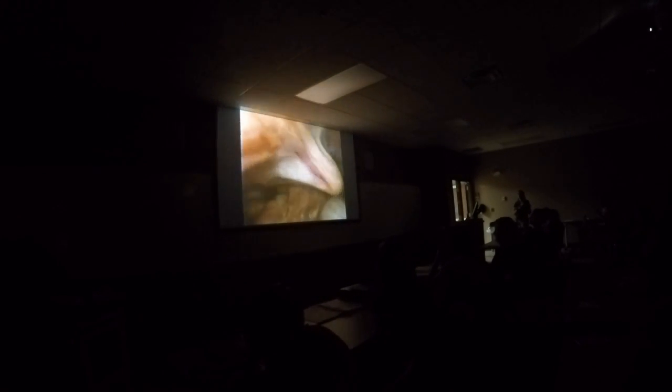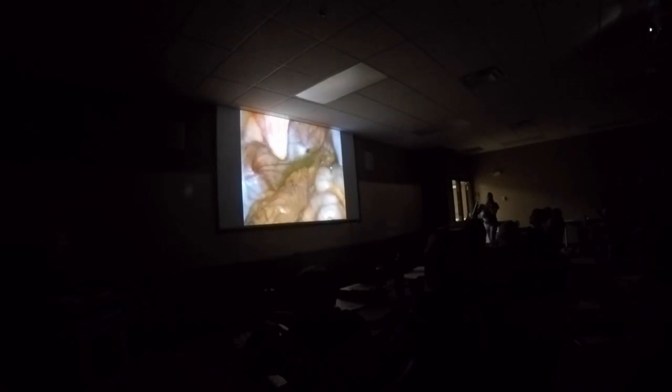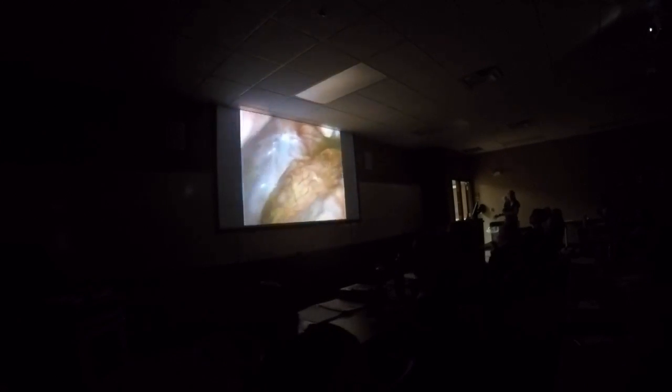Okay, so now we're making progress again. So pushing down through the abdominal wall and start to see it come through. This is what they did to you. I know. This is traumatic.